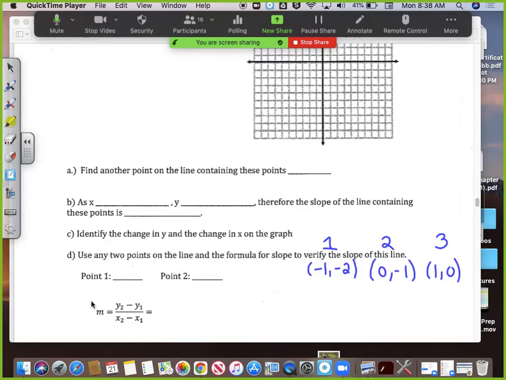You just have to pick 2 points. I'm just going to use the first two. I'm going to use -1, -2, and 0, -1. And what I'm going to do is find the actual value of the slope, which is going to represent the ratio, the comparison of the steepness of this line.